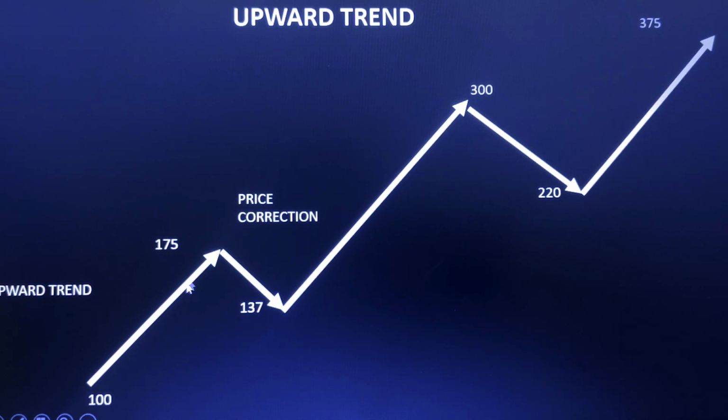In this uptrend, suppose you are here before the start of the price correction, and you want to know till what level this price correction is happening. For that we have to use a tool, that is the Fibonacci retracement tool. How we use this tool is that we have to find out what the low is. Here the low is 100 and the high is 175.